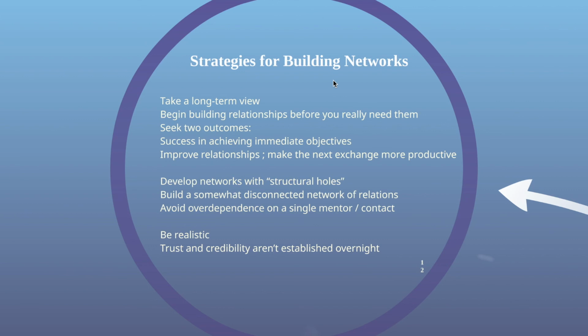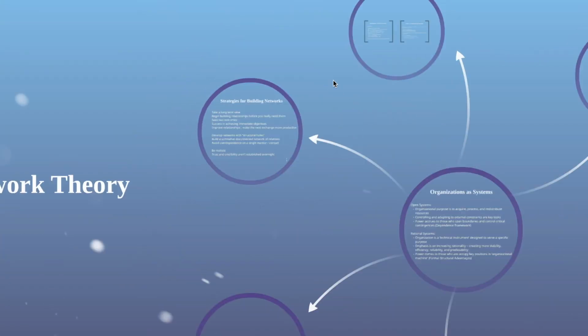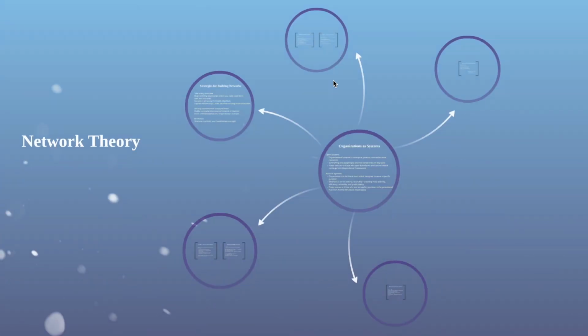Going back to the earlier point, you don't want to be over-reliant on one group of people. And you also don't want to be over-dependent on one person or one contact. And again, be realistic. Trust and credibility aren't established overnight. The word trust is in this sentence, but it is true for task networks, it's true for advice networks, and it's true for trust and friendship networks. So understand that it's a process, and it takes quite a bit of time to establish a strong network. That's all I have for you today on network theory.